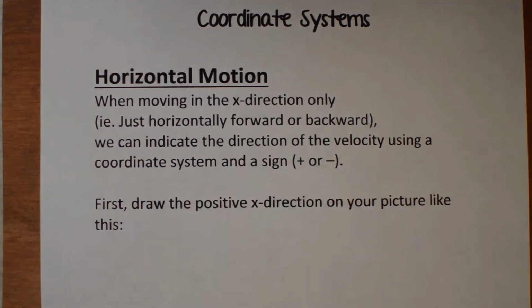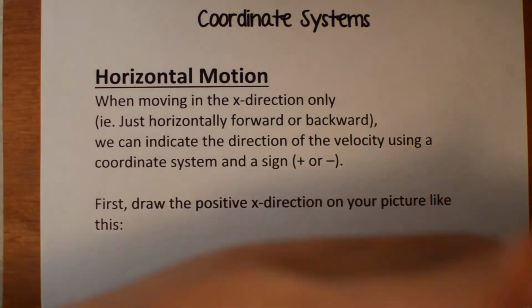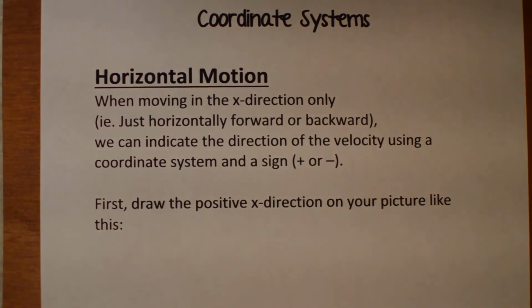All right, let's take a look at coordinate systems next. So we kind of alluded to this briefly, but these are really, really helpful. And we're going to use these all the way through this unit and the next unit. Very handy for dealing with vectors. When you're moving in just the x direction, so you're just moving horizontally, forwards or backwards, it's very helpful to indicate which direction is positive and which direction is negative. We're going to do this for pretty much every problem we do.